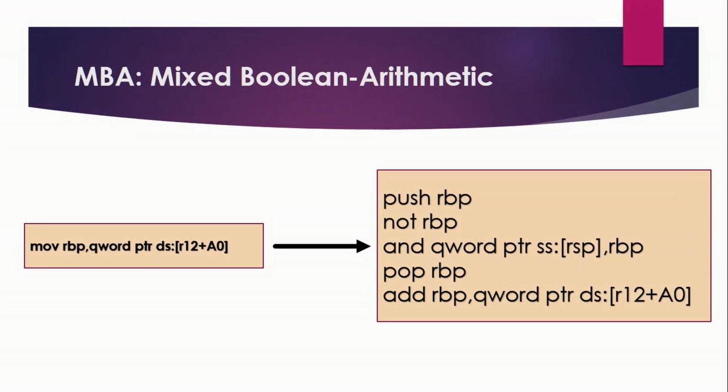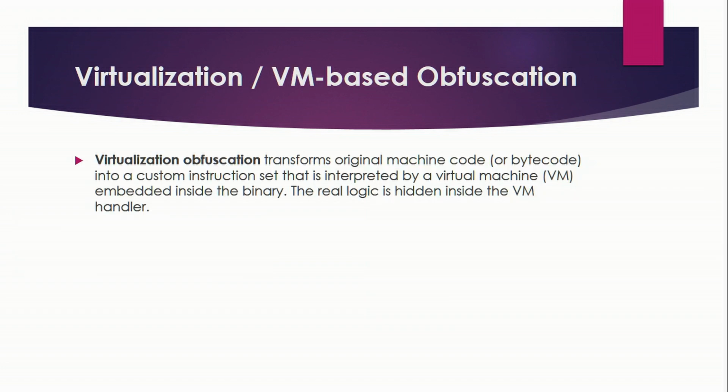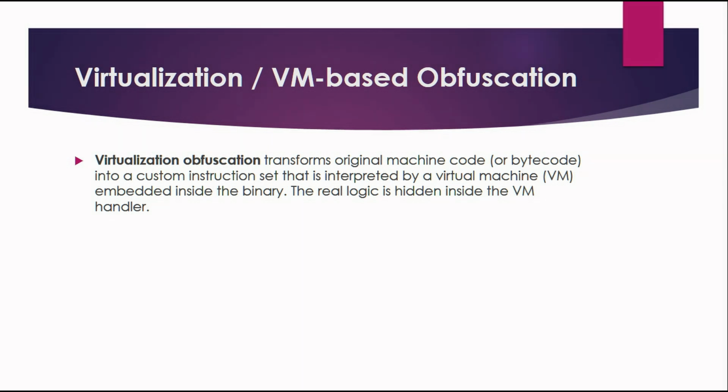Alright, now let's talk about the big one, virtualization or VM-based obfuscation. This one is a bit tricky to wrap your head around because there are so many ways to implement it. So let me put it this way. Imagine you take your original assembly code and translate it into a completely custom language. Then build a virtual machine that understands that custom language. That is exactly what virtualization obfuscation does. It transforms original machine code or bytecode into a custom instruction set that only its own VM can interpret.